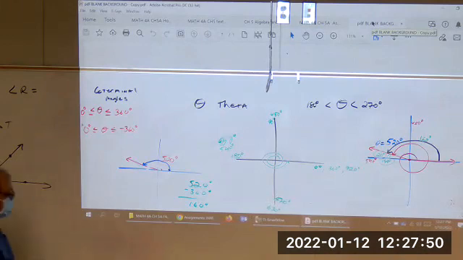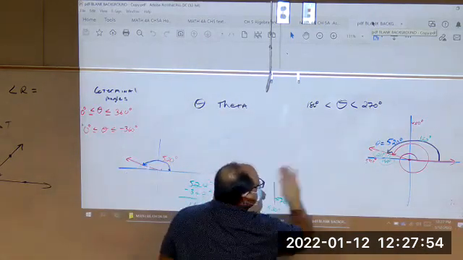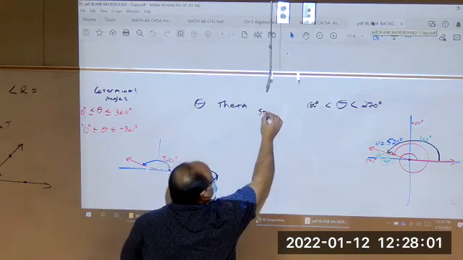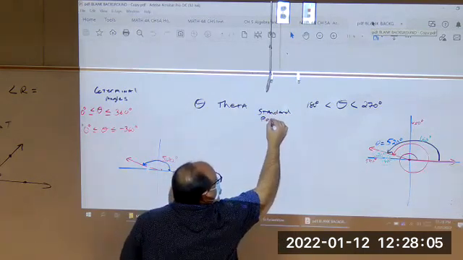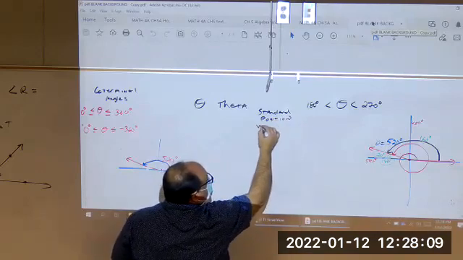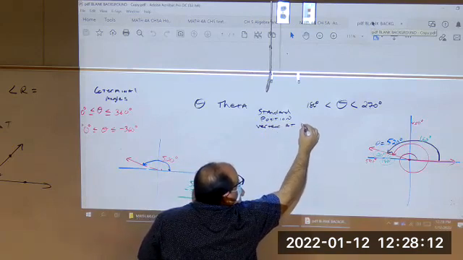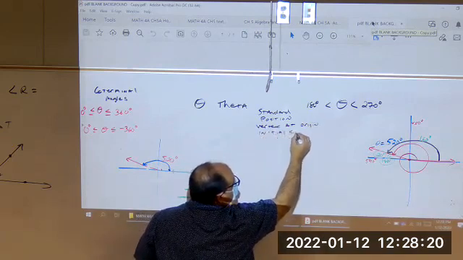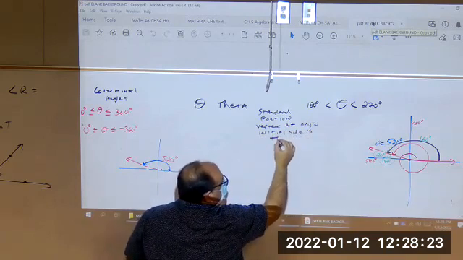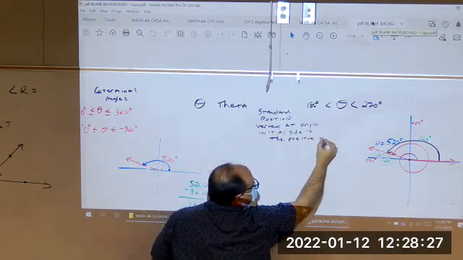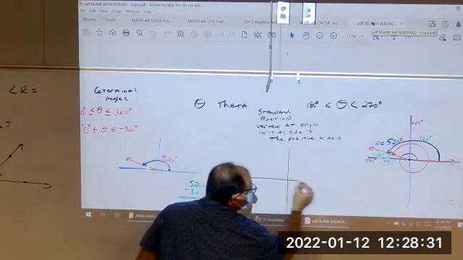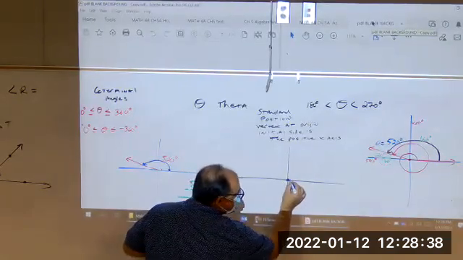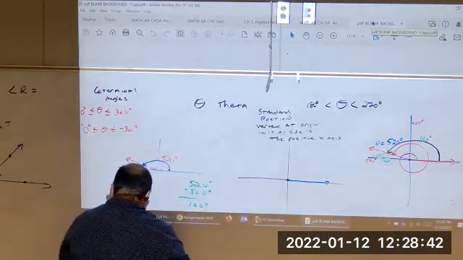Now, what about the negative line? Well, again, when we're talking about angles in this class, we're always going to be using what's called standard position, where the vertex is at the origin and the initial side is the positive x-axis. Vertex, initial side, positive x-axis.